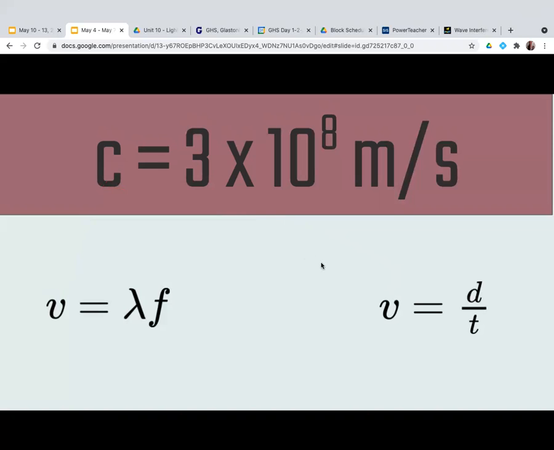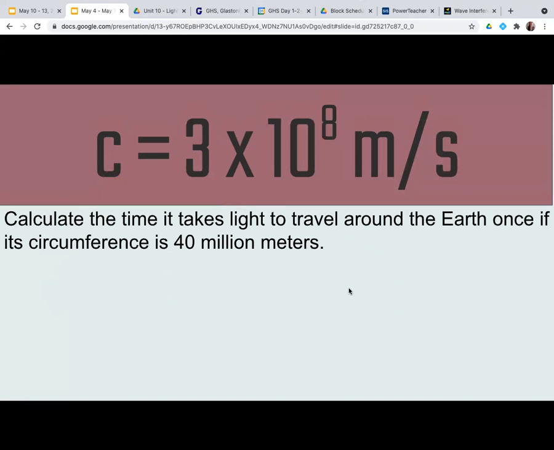So if I do a light going around the Earth, I would use the velocity distance time equation because I'm asking how long it takes, so I'm finding t, knowing the distance is 40 million meters and the speed is 3 times 10 to the 8th meters per second.